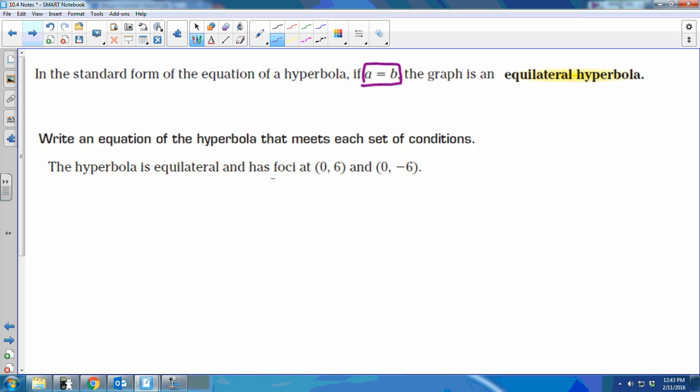Okay, so with the example, the hyperbola is equilateral, so I know A equals B. I'm going to use that to my advantage in a second. And it has foci at (0, 6) and (0, -6). So again, we can graph these. The foci are on the transverse axis. They're on the same axis as the vertices. So is this vertical or horizontal? Vertical. Just like the center is in the middle of the vertices, the center is also in the middle of the foci. So what's the center?